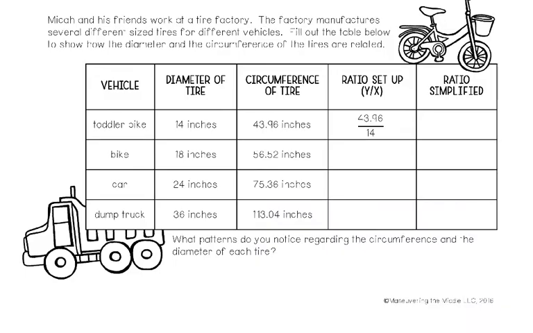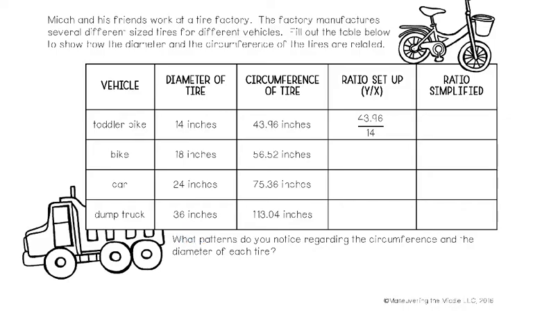Okay, so let's go ahead and figure out what is the relationship between circumference and diameter. What does that have to do with real life? What does that have to do with math? Let's try to figure it out before I tell you. So look at this example with Micah and his friends at a tire factory. The factory manufactures several different sized tires for different vehicles. We're going to fill out the table below to show how the diameter and the circumference of the tires are related. So we have a toddler bike, a car, and a dump truck, and obviously all those have different sized tires. The diameter of each tire is listed.